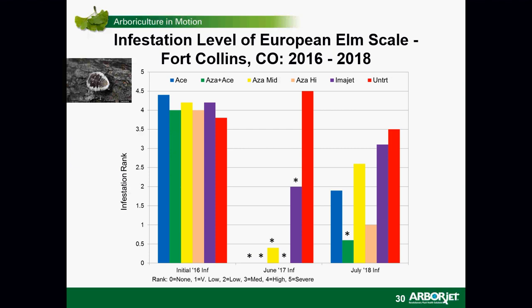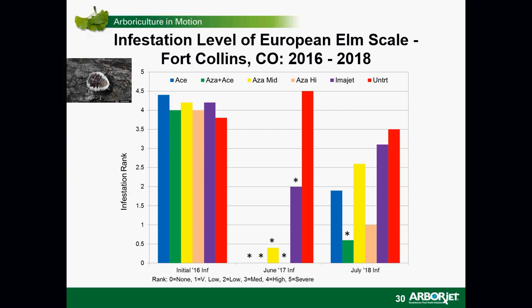Azadirachtin is an insect growth regulator as well as an anti-feedant. So there's no immediate effect. There's no immediate mortality caused by it. It disrupts both feeding as well as the reproductive cycle of the insects. So it takes some time for populations to respond to the Azosol alone.